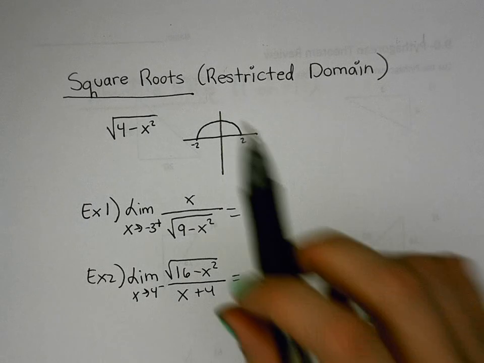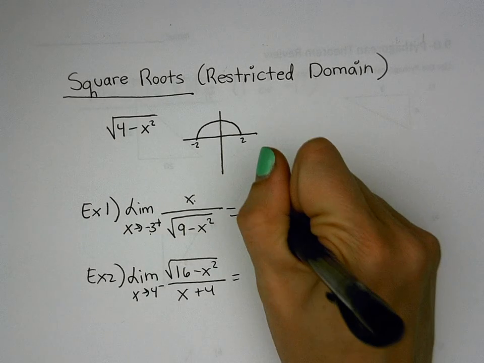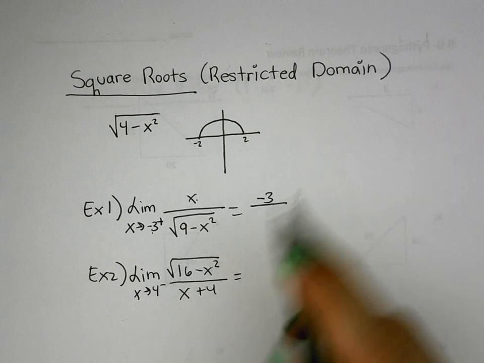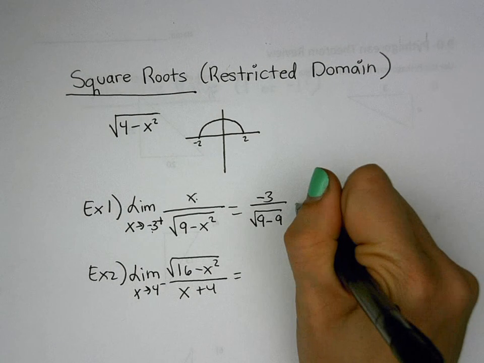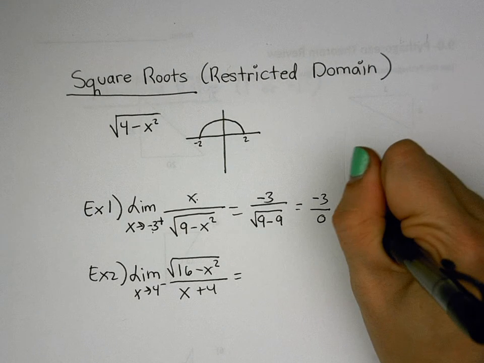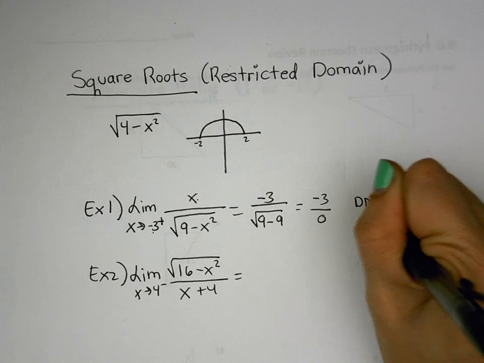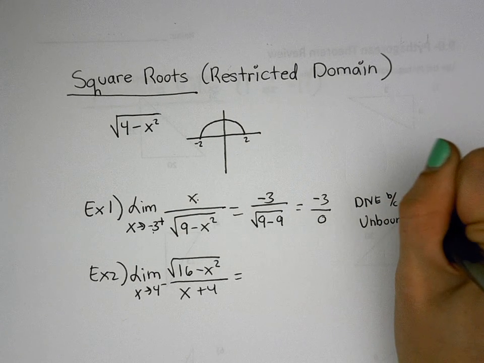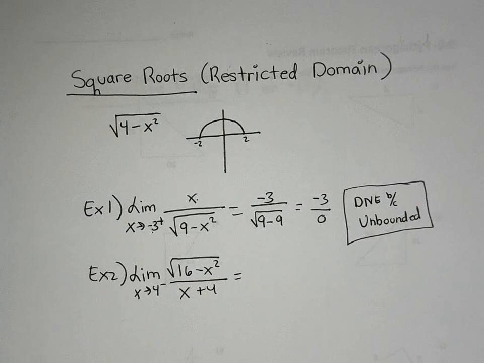Okay, so here we go, plugging in -3. We get -3 on top, and on bottom we get the square root of 9 minus -3 squared, which is 9. So this is -3 over 0, which is undefined. So it does not exist because unbounded. Okay, so go ahead and pause the video, give that next one a shot.